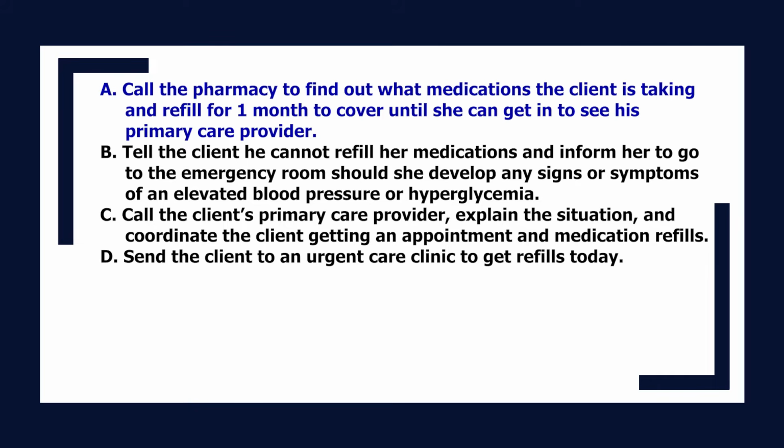A. Call the pharmacy to find out what medications the client is taking and refill for 1 month to cover until she can get in to see his primary care provider. B. Tell the client he cannot refill her medications and inform her to go to the emergency room should she develop any signs or symptoms of an elevated blood pressure or hyperglycemia. C. Call the client's primary care provider, explain the situation, and coordinate the client getting an appointment and medication refills. D. Send the client to an urgent care clinic to get refills today.